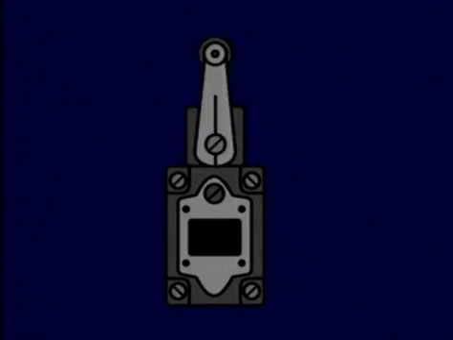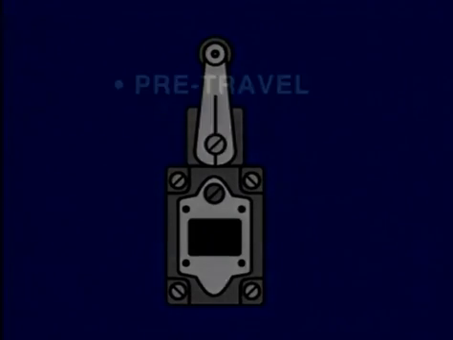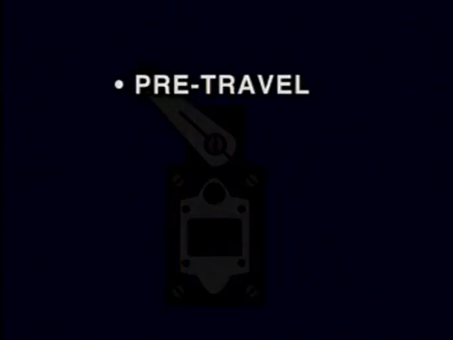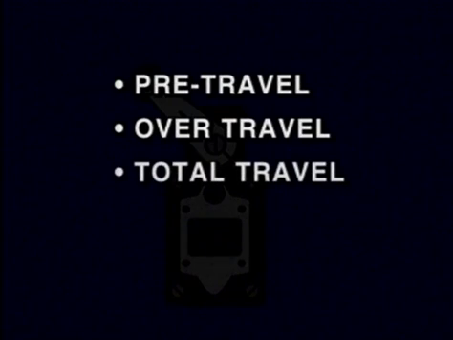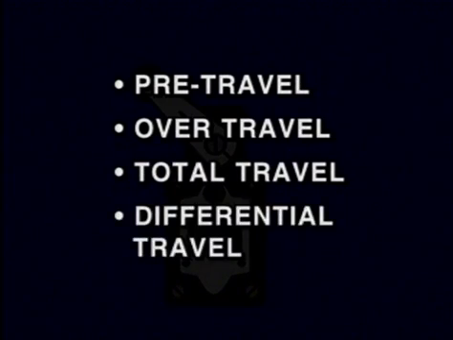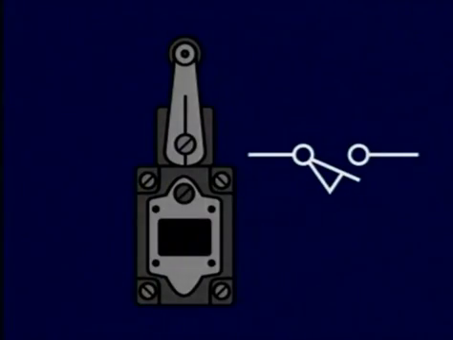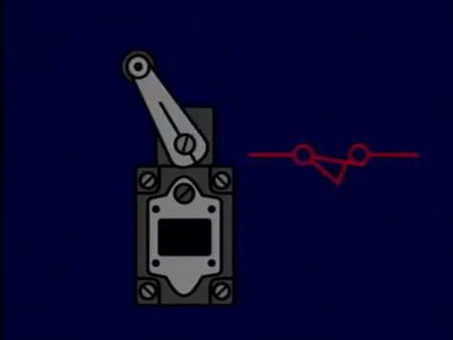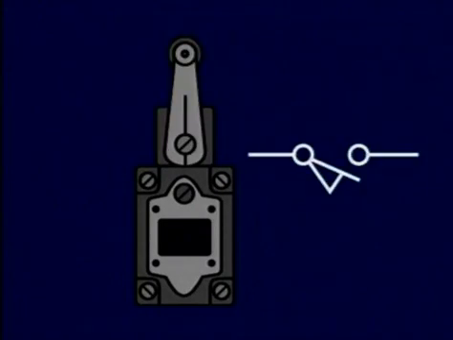There are several travel specifications which we must be aware of when installing and troubleshooting limit switches to ensure their proper operation. These are pre-travel, over-travel, total travel, and differential travel. In each of these travel positions, the actuator will be making or breaking the limit switch contacts.